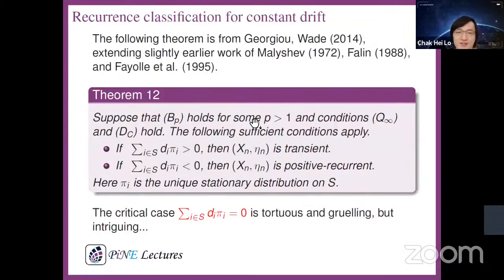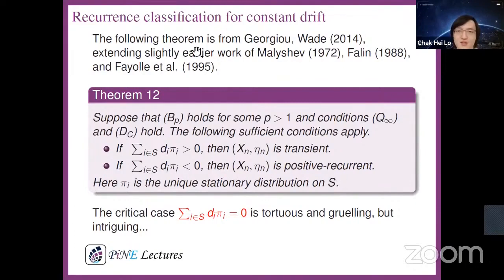In fact, we have a recurrence classification for this case, and the key quantity here is the sum of di pi_i. So what does it do? This di stands for the drift of each line, and pi_i stands for the proportion of time that we will spend on each line. Summing this up gives the average drift of the whole system. The theorem says if this average drift is greater than zero, then it is transient. If it's less than zero, then it is positively recurrent.